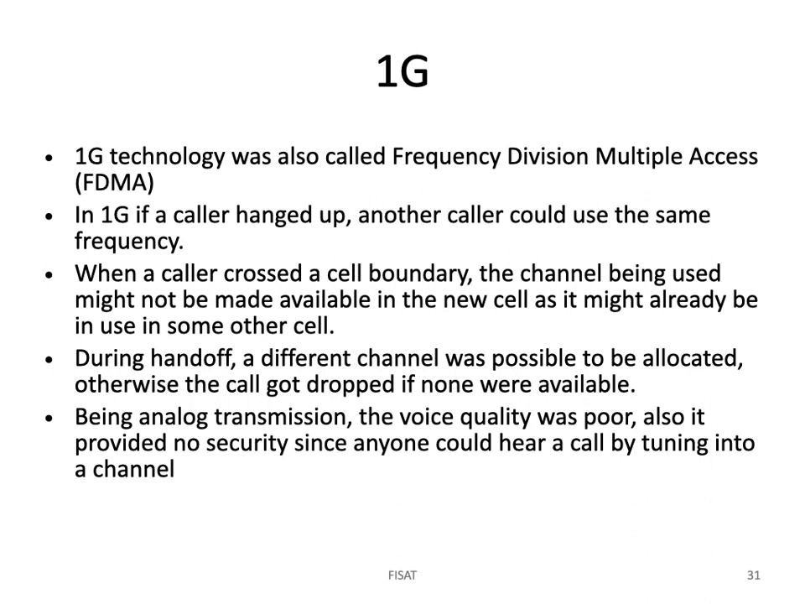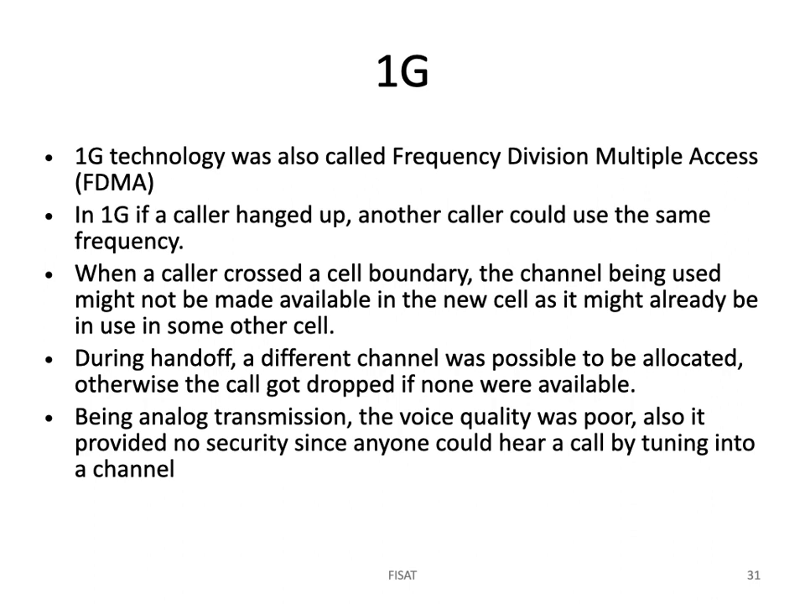During a handoff, a different channel was possible to be allocated in first generation, otherwise the call got dropped if none were available. Being analog transmission, the voice quality was poor. Also, it provided no security since anyone could hear a call by tuning into a channel or tuning into that particular specified frequency. These are some of the advantages and disadvantages in the era of first generation.